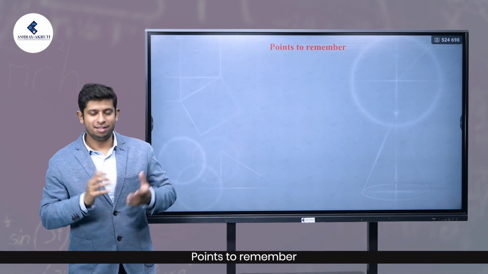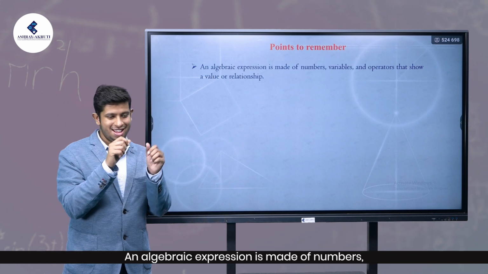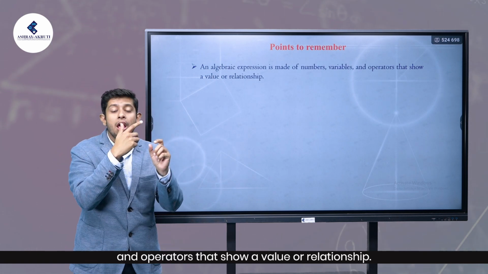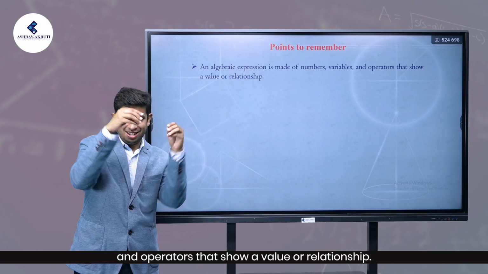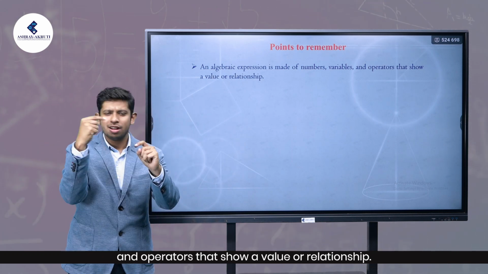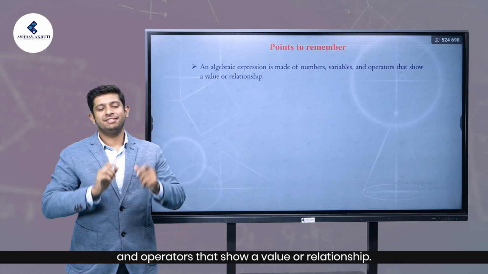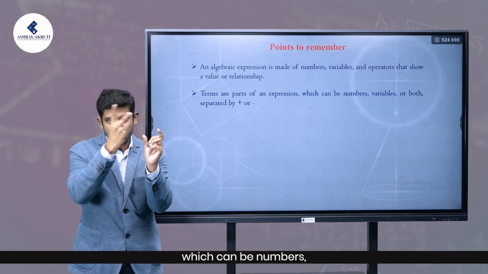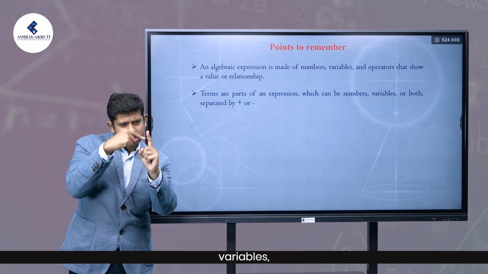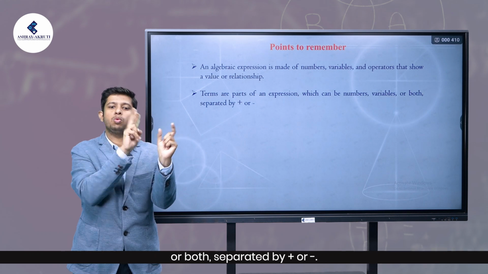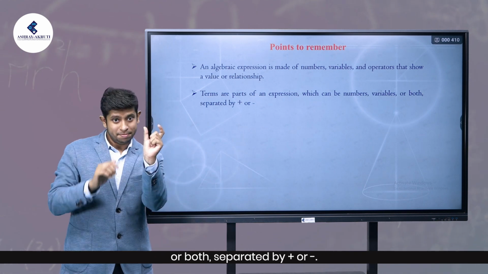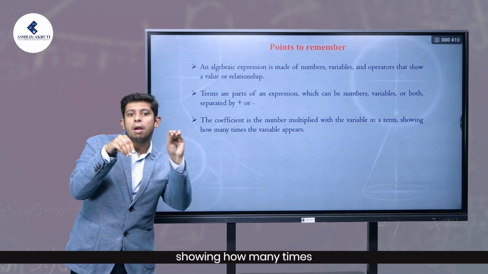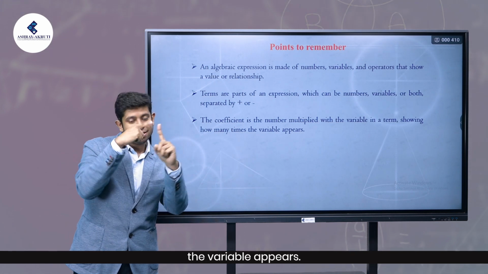Points to remember. An algebraic expression is made of numbers, variables, and operators that show a value or relationship. Terms are parts of an expression, which can be numbers, variables, or both separated by plus or minus. The coefficient is the number multiplied with the variable in a term, showing how many times the variable appears.